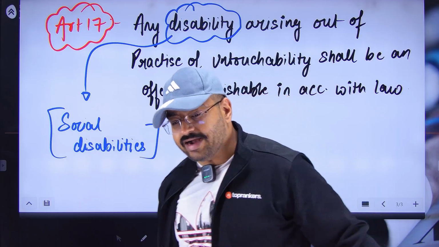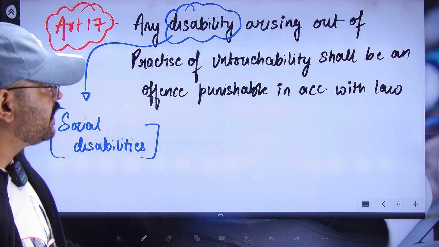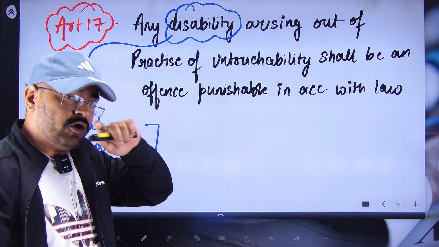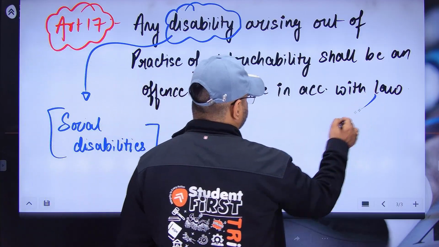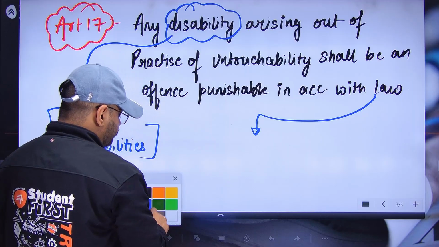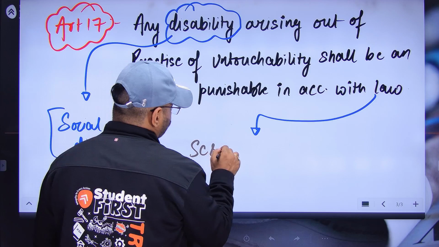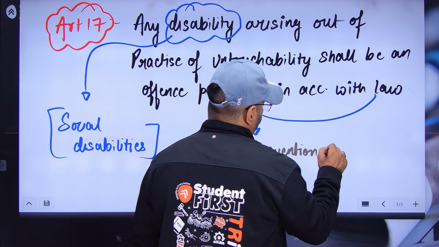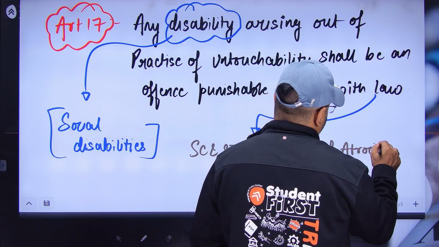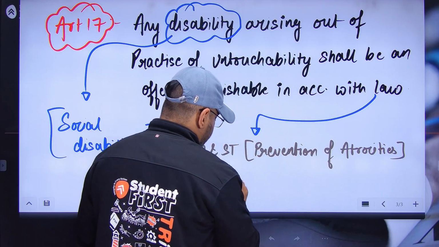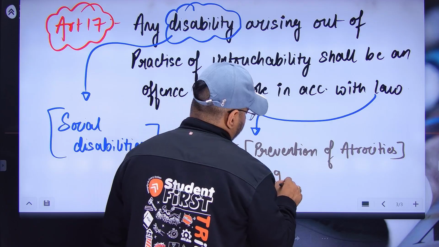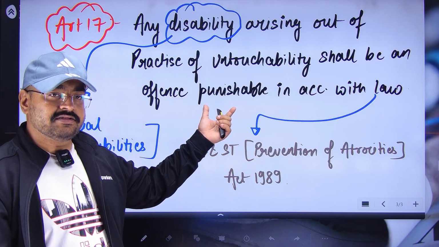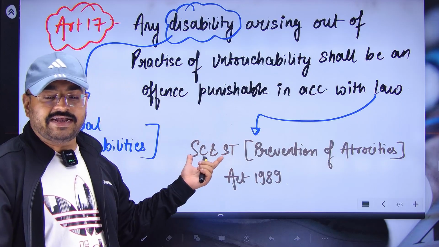ठीक है, अब एक्ट क्या कहता है या आर्टिकल 17 क्या कहता है कि अब अगर किसी भी तरीके की डिसेबिलिटी अराइज होती है बिकॉज ऑफ प्रैक्टिस ऑफ अनटचेबिलिटी, दैट विल बी ट्रीटेड एज एन ऑफेंस पनिशेबल इन अकॉर्डेंस विथ लॉ। एंड द लॉ व्हिच वाज ब्रॉट इनटू एग्जिस्टेंस फॉर द पर्पसेस ऑफ एनफोर्सिंग द प्रोविजंस ऑफ आर्टिकल 17 वाज द Scheduled Caste and Scheduled Tribe Prevention of Atrocities Act of 1989. ठीक है, the law which was created for the purposes of punishing these kind of activities was the SC/ST Prevention of Atrocities Act 1989.